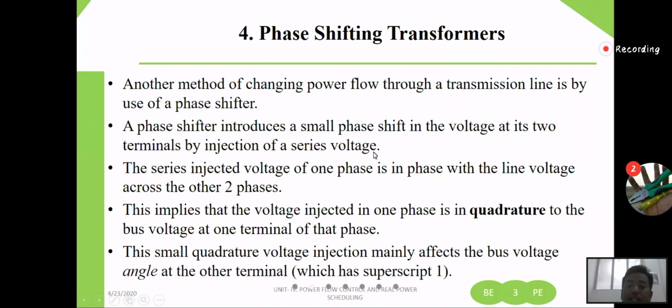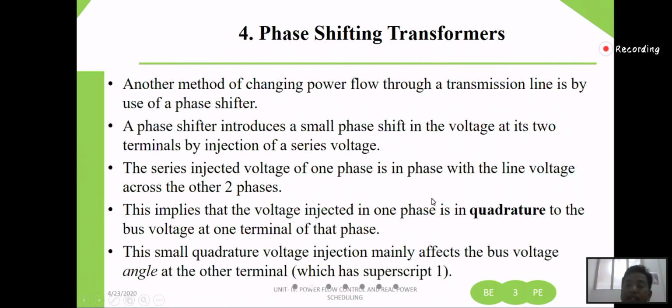Okay, so we will try to introduce a small phase shift, a small phase shift in a voltage at its two terminals. Normally when we talk about the transmission line, we are talking about the three phase line, which will have line voltages VA, VB, and VC. So what we will do is introduce a small phase shift in the voltages.